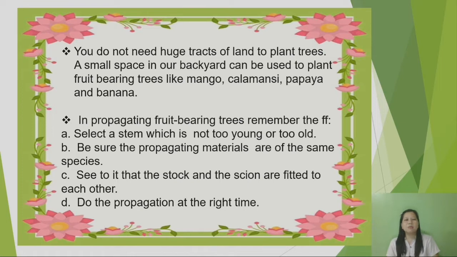In propagating fruit trees, remember the following. A. Select a stem which is not too young or too old. B. Be sure the propagating materials are of the same species. C. See to it that the stalk and the scion are fitted to each other. D. Do the propagation at the right time.